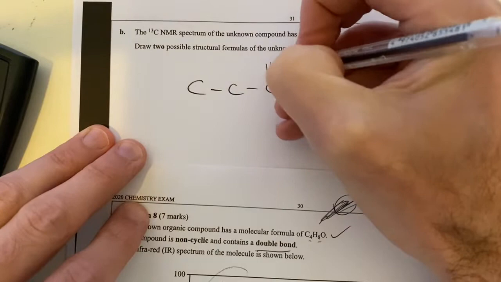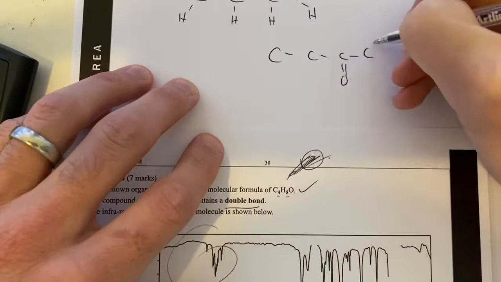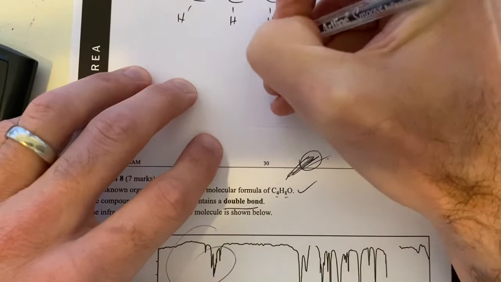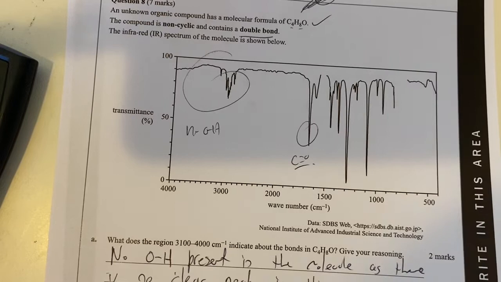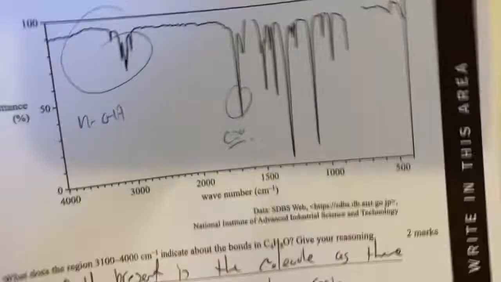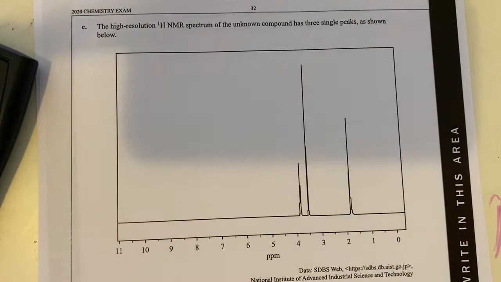Or, again, putting all these ducks in a row, you could also have the ketone. So if I do that, we could also have this as a particular structural isomer because all our carbons are unique and we have a double bond to oxygen present here, which I think that is. I'm not 100% sure, but let's just say it is for now. Anyway, let's move on.